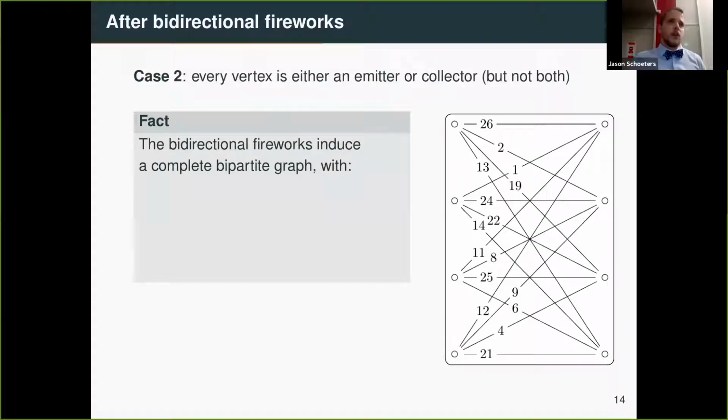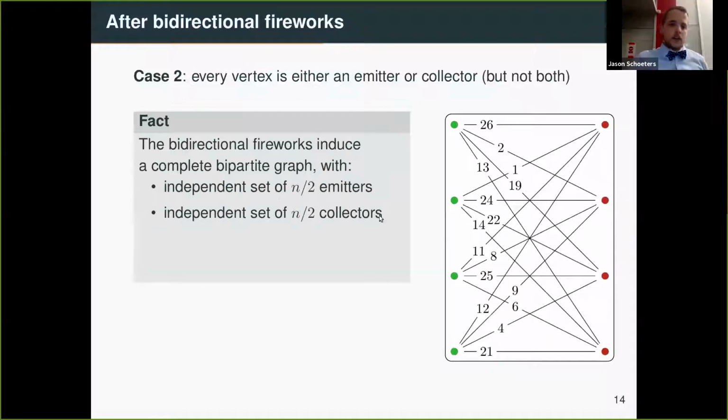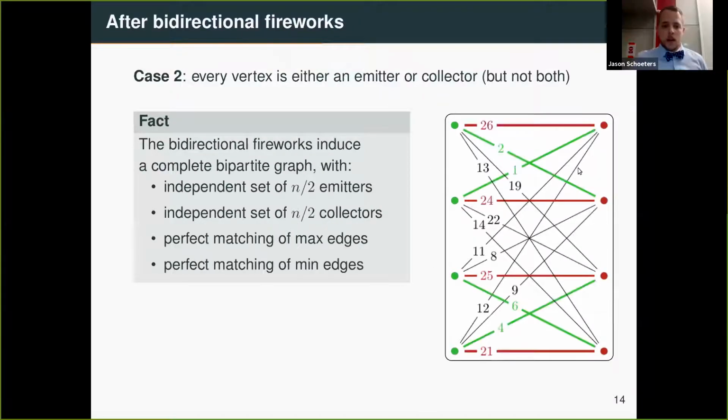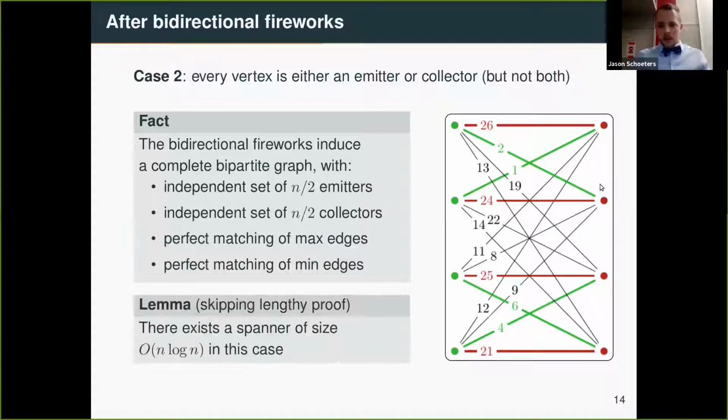So in this case, we actually obtain a lot of structure in the obtained spanner. If we take the spanner and put it over here, we can prove that it induces a complete bipartite graph with an independent set of n/2 emitters, as well as an independent set of n/2 collectors, shown on the left and the right here. And you also get some nice additional structure, perfect matchings to represent the locally maximum edges for all of our vertices, as well as the locally minimum edges. And so now, skipping a somewhat lengthy proof, we can use all of this structure to prove that there exists a spanner of size at most n log n in this case. So n being the number of vertices that are left when coming into this case.